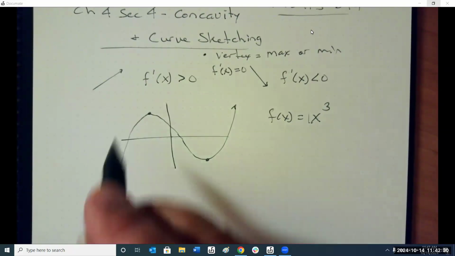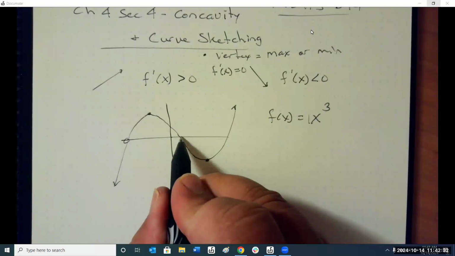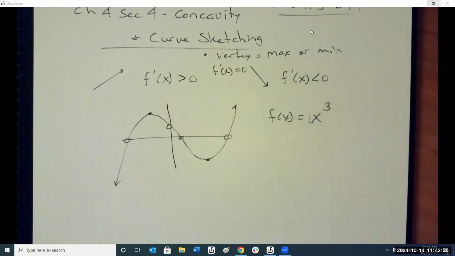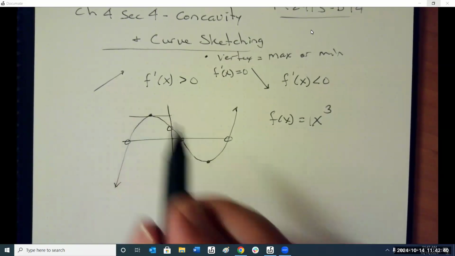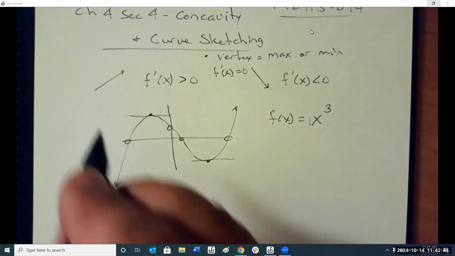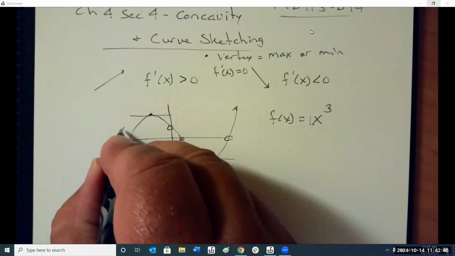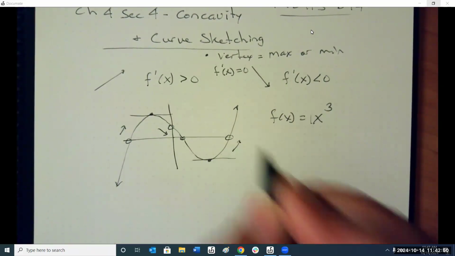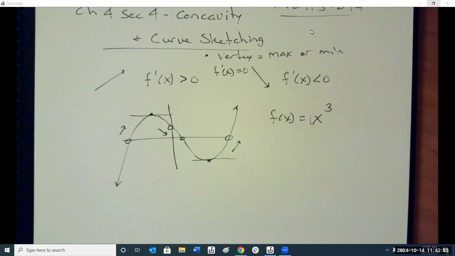Okay, from here, we can find the x-intercepts. We can find the y-intercept. We can find where the slope is equal to 0, so we can find the vertices. We can determine where it's increasing, where it's decreasing. But now there's one more thing we have to talk about.